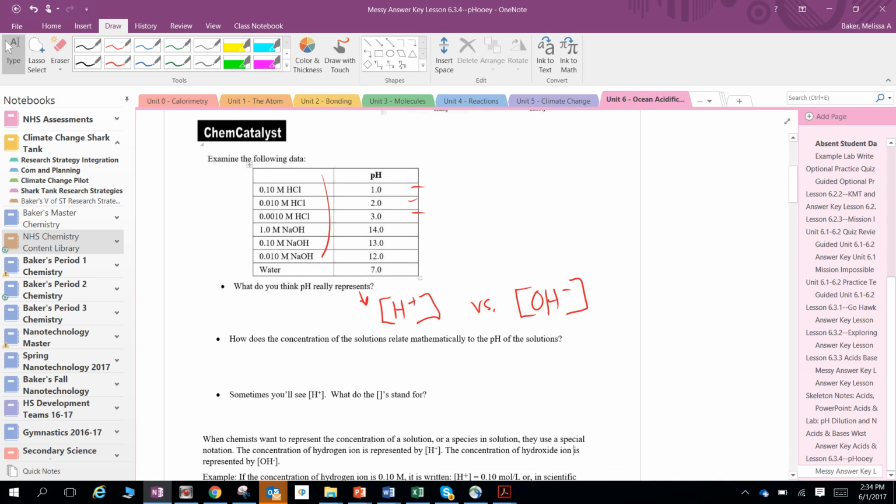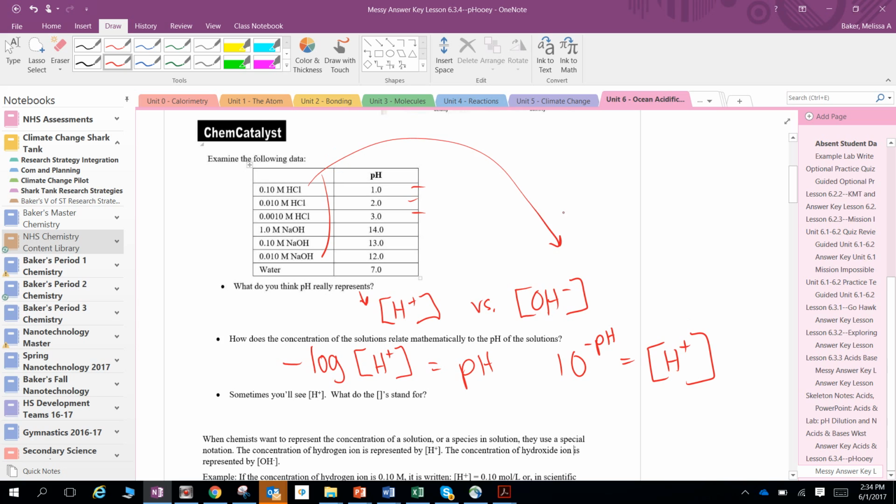And you may have been able to figure it out by looking at this if you've got a math brain. But if you take the negative log of the hydrogen ion concentration, that's actually equal to the pH. So in other words, 10 to the minus pH is equal to the hydrogen ion concentration. So for example, in this first one here, 1 times 10 to the negative 1 is the same as 0.1. And if you look at this, pH here would be equal to 1, which it is in the chart.